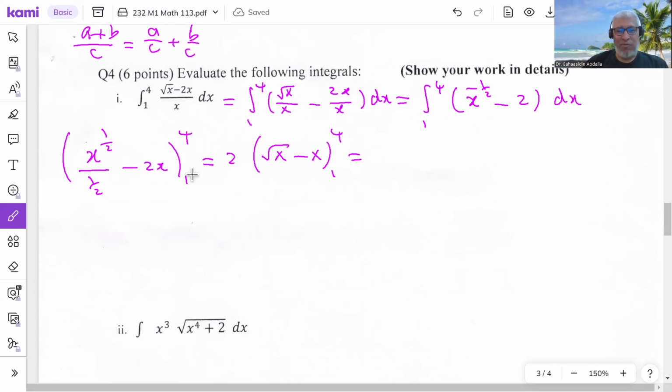You can replace x by 4 minus replacing x by 1 without taking 2 outside. It's not a big issue. So now replace x by 4. Square root of 4 is 2 minus 4 minus replace whatever here, x by 1. Square root of 1 is 1 minus x, which is 1. 1 minus 1 is 0, so I'll have 2 minus 4, that's negative 2. Negative 2 times 2 is negative 4, and that's the answer. And again, you can check your answer because the calculator evaluates definite integrals.